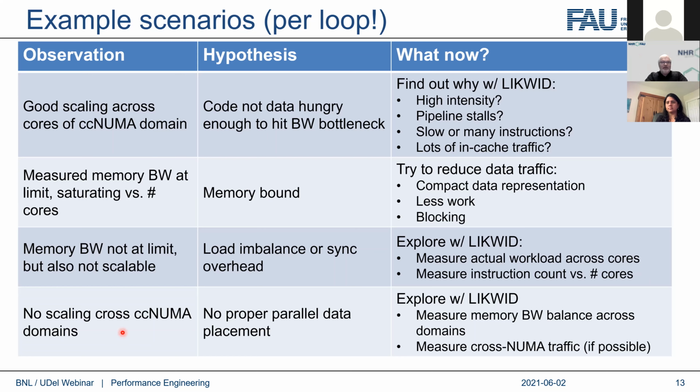And then finally, my code could probably not scale across NUMA domains. It could be well understood on a NUMA domain, maybe memory bound, but then across NUMA domains, it doesn't scale. Of course, the hypothesis would be there's no proper parallel data placement in the NUMA domains, no first touch, for example. And I also could explore this with LIKWID. I could measure the memory bandwidth balance across domains, so measure it in every domain and see whether it's balanced. And if it's not, well, that indicates some NUMA problem. Also, on some architectures, it is possible to measure the cross-NUMA traffic, the data traffic between the NUMA domains, so that I can immediately measure how much data goes around between the NUMA domains. Okay, and this list can be extended, but these are just a couple of scenarios.